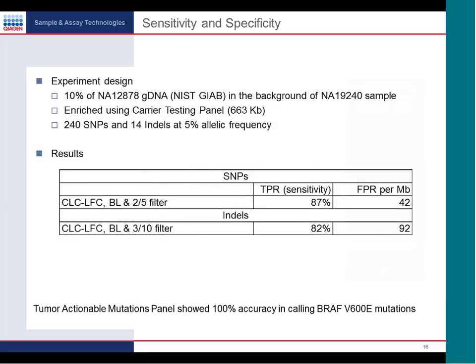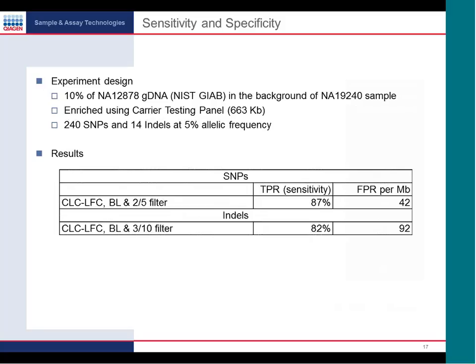Next, for the sensitivity and specificity example, for this testing we used NIST Genome in a Bottle genomic DNA. For that we used different dilutions of NA12878 genomic DNA in the background of NA19240 sample. We used different dilutions ranging from 50% all the way down to 10%, going to detect the 5% allelic frequency. But for the sake of simplicity, I'm going to show here only the data from the 10% dilution.